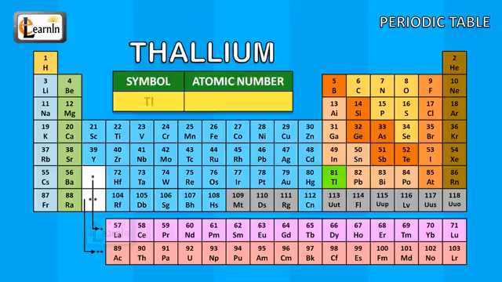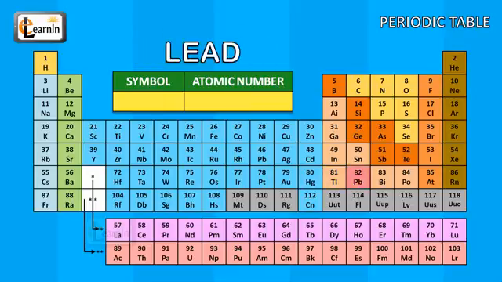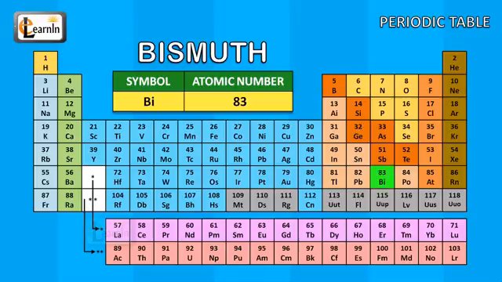The element thallium is represented by Tl and has an atomic number of 81. The element lead is represented as Pb and has an atomic number of 82. The element bismuth is represented as Bi and has an atomic number of 83.